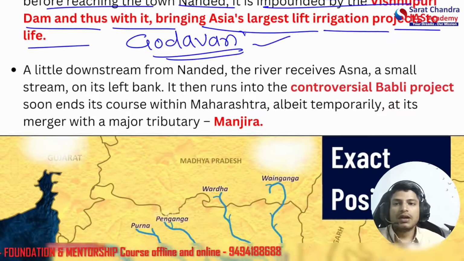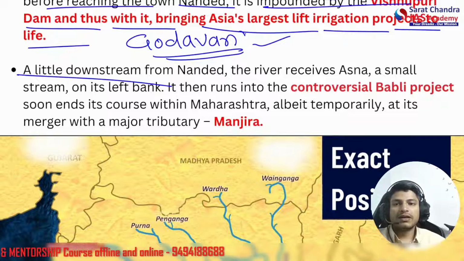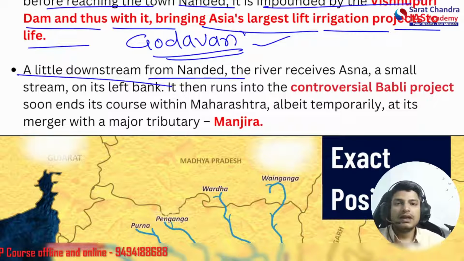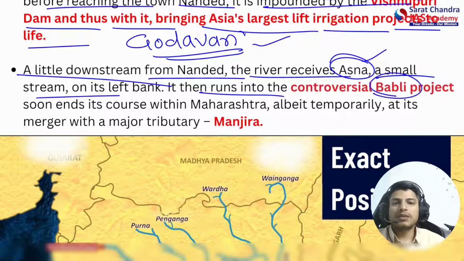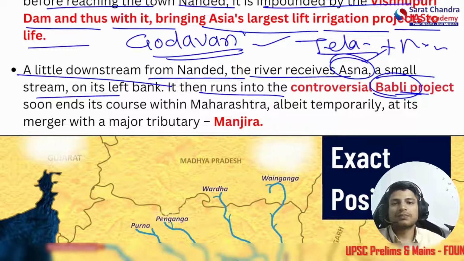Again, we move further. Little downstream from Nanded, still in Maharashtra, the river receives Asna, a very small tributary again, a small stream on its left bank, which runs into the controversial Babhli project. So which two states are having controversy here? Telangana and Maharashtra.